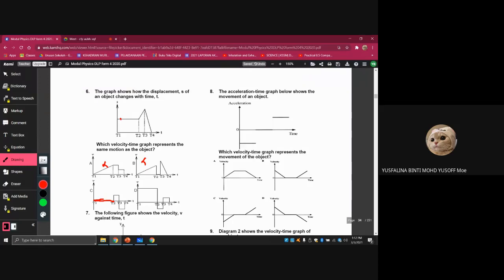And then for this one, can you draw the triangle? Yes. And then you can see the size of the triangle is the same, means the gradient is the same. So when the gradient is the same means the velocity is uniform or constant. So it should be here like this. This one is also wrong, right? And then this one should actually be at the negative part. So the answer should be C. Did you get this one correct for number 6? Okay, good.